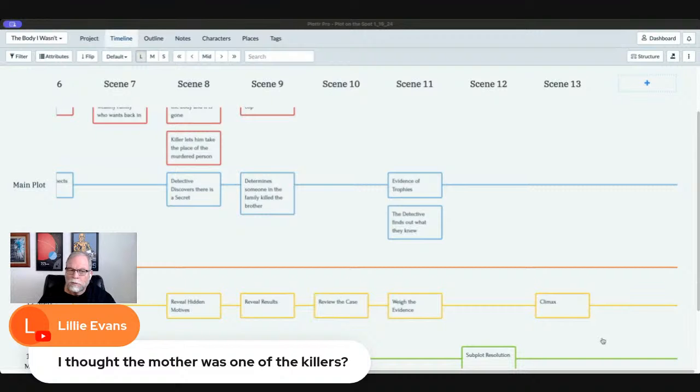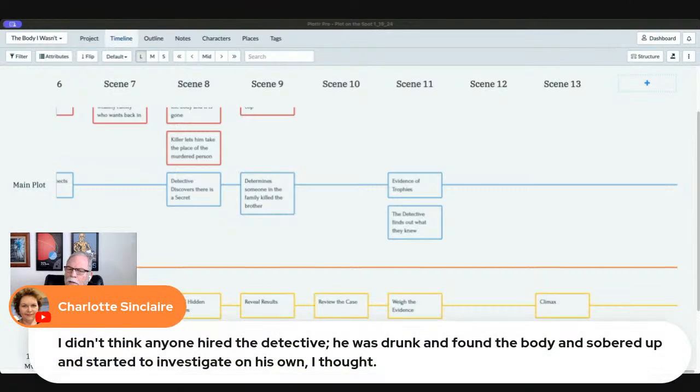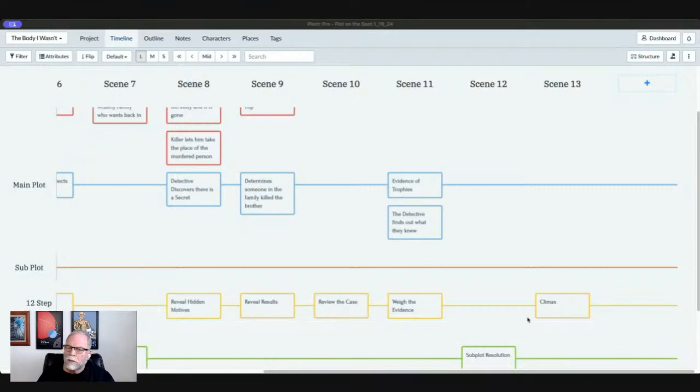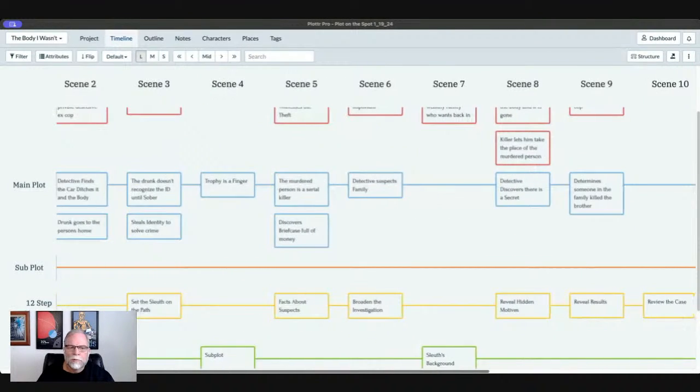Nope, the aunt is one of the killers, not the mother, the aunt. Okay. Think anyone hired the detective? He was drunk, found the body, and sobered up, started to investigate on his own. Okay, so we could do that as well. So we could eliminate that. Grandfather hadn't spoken in years till he called the detective. You know what? Let's do this instead. So you guys are coming up with great ideas here.